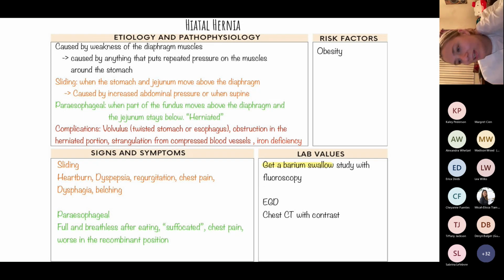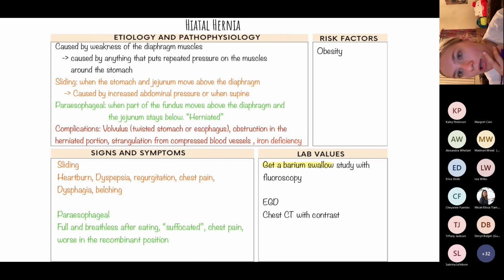So again, I wouldn't stress to know the exact differences between the two, but just know that these patients present similarly to patients with just regular heartburn and GERD. So it's important for us to really get a barium swallow study with fluoroscopy so we can see what's going on. And that's kind of like the circle of GI, where a lot of it's just that we need to visualize what's going on in order to diagnose it. Okay. And the only way to do that is with your GI study with contrast.